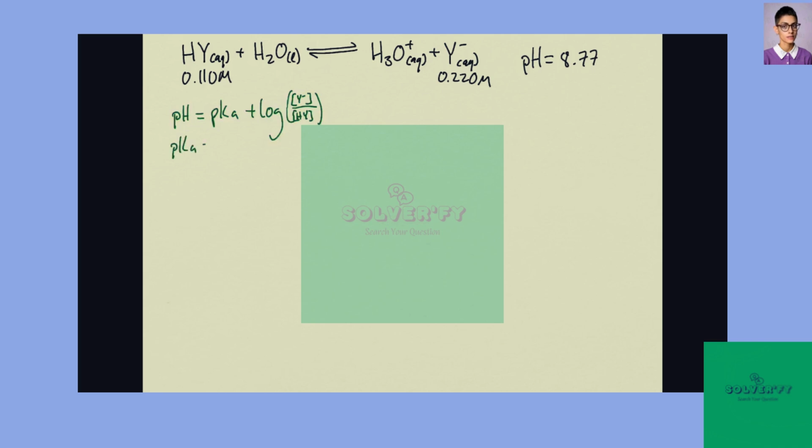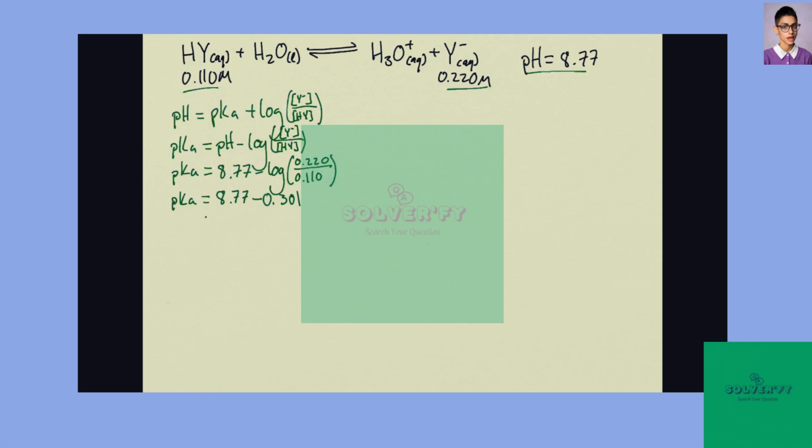Rearranging this, we get pKa equals pH minus the log of the buffer component concentration ratio. So now we can plug in our values here. This is then equal to 8.77 minus 0.301, which is 8.47.